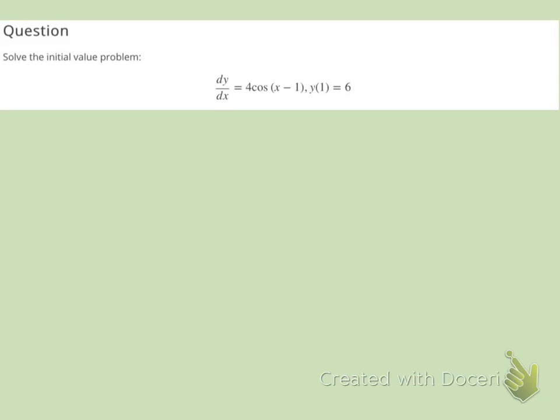Hi everyone. For this practice problem, we want to solve the initial value problem given here. So an initial value problem just means that we're finding the antiderivative, the general antiderivative, and then we're using this piece of information on the end here to figure out what c is.